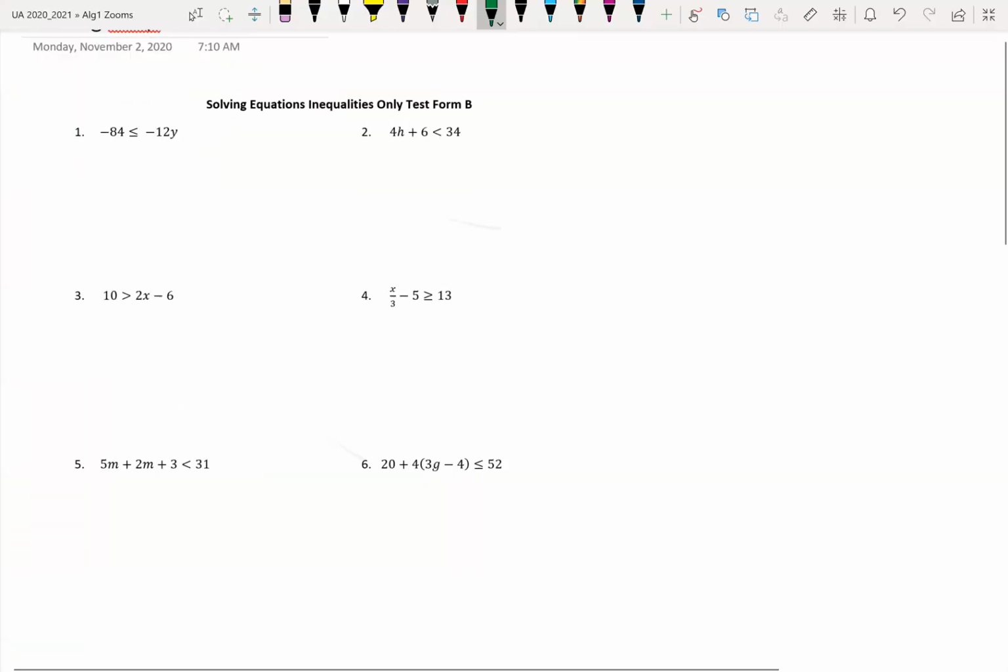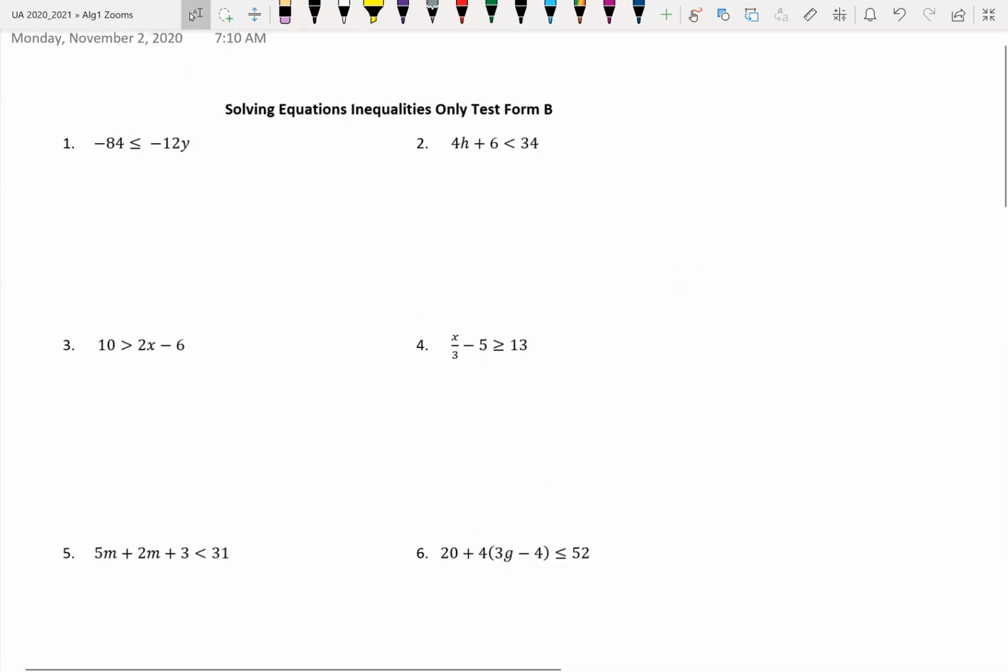We'll be looking at our Solving Inequalities test form B. Remember, you will put a check mark or a question mark. That is all.